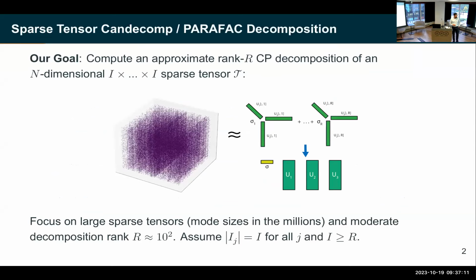Okay, so by now, the story should be familiar. Our goal here is to compute the rank R CP decomposition of a given N-dimensional I by I sparse tensor. And we're going to focus here on very large sparse tensors, mode sizes, so the side lengths, in the millions, moderate decomposition rank, at most a few hundred, but we're going to assume the non-zero counts that we're dealing with here are several billion.